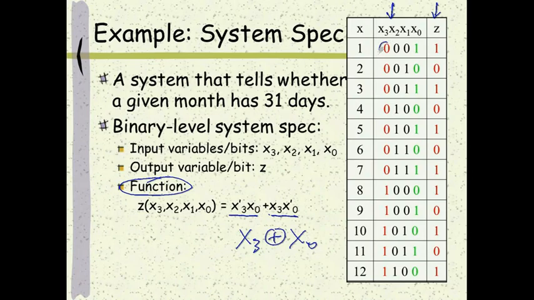For example, here, 0, 1 gives you a 1. 0, 0 gives you a 0. 0, 1 gives you a 1. And 1, 0 gives you a 1. Whenever they agree with each other, 1 and 1, they give you 0.